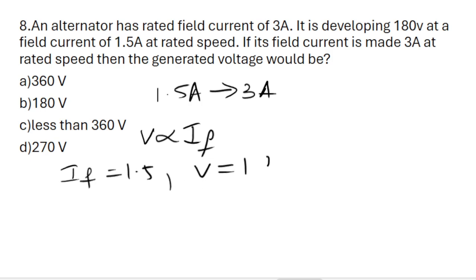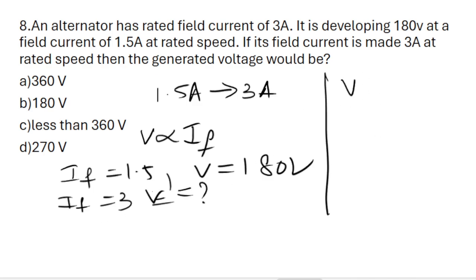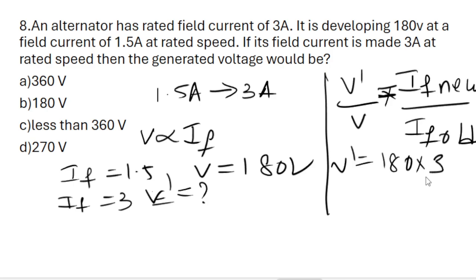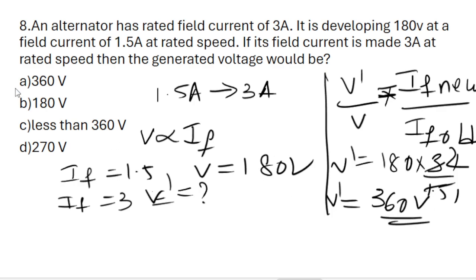At IF 3 amperes, the new voltage V dash, V dash is nothing but the new value of V. So V dash by V is equal to IF new by IF old. By substituting the values, V dash is equal to 180 into 3 by 1.5. 1.5 times 2 is the 3. So 180 into 2 is equal to 360 volts. Thus, the generator voltage at a field current of 3 amperes would be 360 volts.